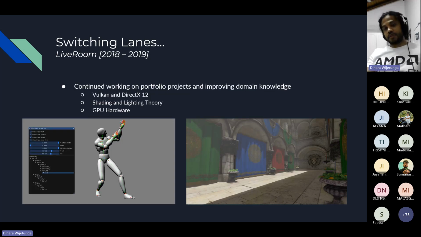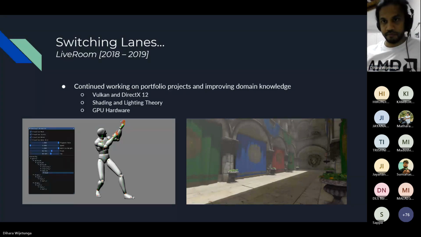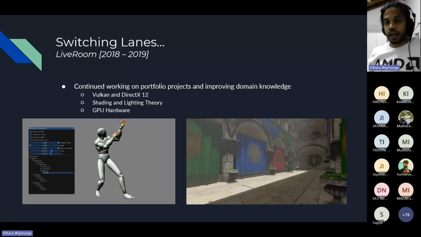Of course, doing a job that's related to graphics didn't mean I stopped working on my personal projects. On the contrary, I kept working on them to improve my knowledge. I focused more on the deeper topics like shading and lighting theory and understanding the GPU hardware architectures, and also trying to learn other graphics APIs like Vulkan and DirectX 12. These are newer, more modern graphics APIs, which are closer to the hardware. It's similar to writing a driver.